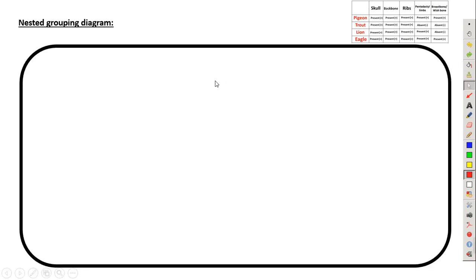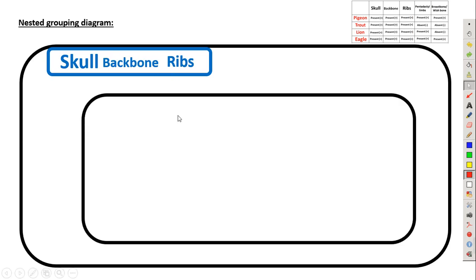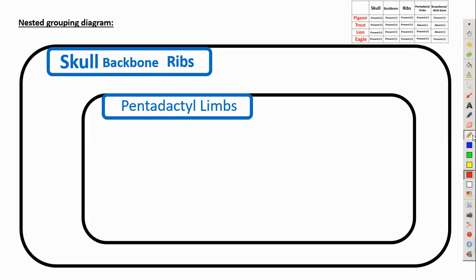You start off with a huge box where you're going to put all your species. In this big box, you're simply going to say that all the species in this box have three things: skull, backbone and ribs. And in this big box, you're going to try and make smaller boxes. So your first box would be animals which have skull, backbone, ribs, but they also have pentadactyl limbs.